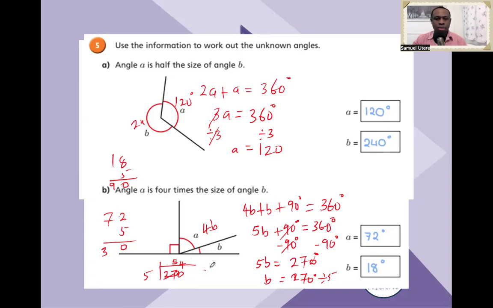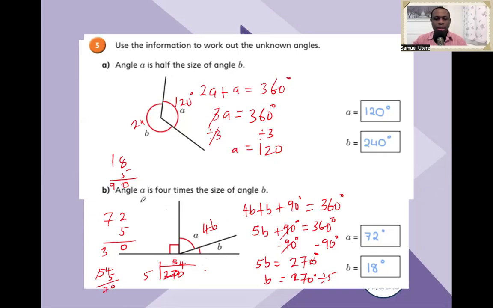And so let's check quick. 54 times 5. 0 carry 2. That should be 270. Yes, that's right.